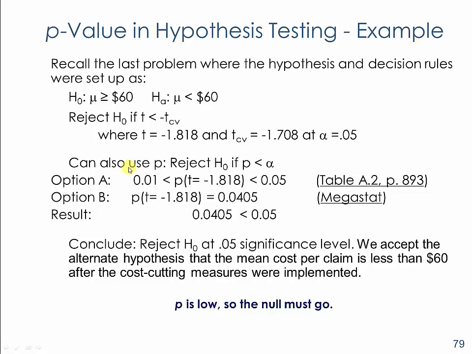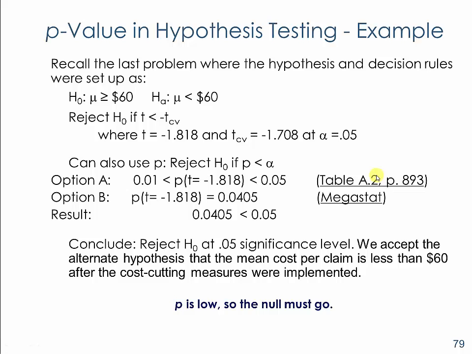So we can also use the p-value, and in our p-value approach we're going to have the decision rule that we always have, which is we're going to reject the null hypothesis if the p-value is lower than the alpha. So if the p is low, the null must go. So how do we determine the p-value? Well, one option is to use our textbook. We can turn to table A2 on page 893 of our book.